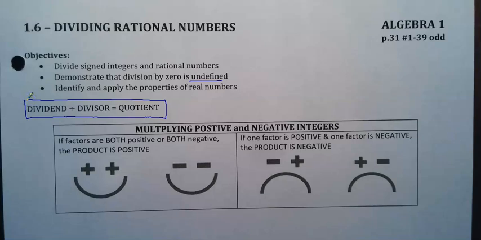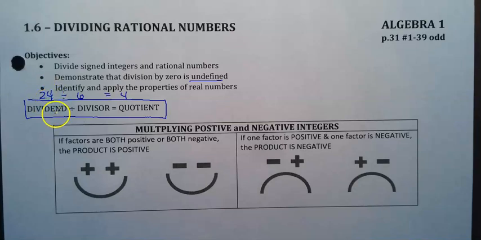We have the dividend divided by the divisor equals the quotient. Quotient is probably the word you're the most familiar with. The first number is always called your dividend. You're going to divide it into parts. So if we have 24 divided by 6, that equals 4. The dividend is the 24.